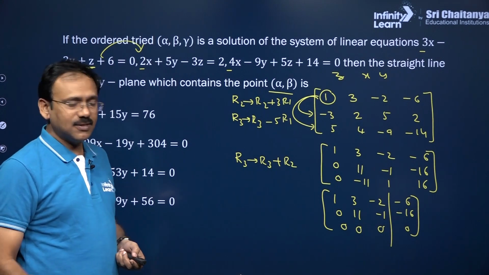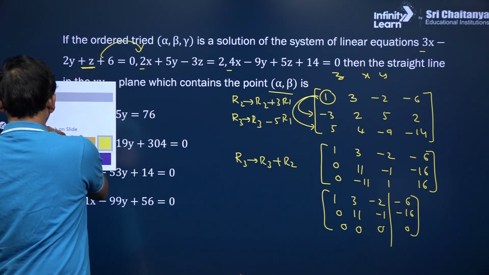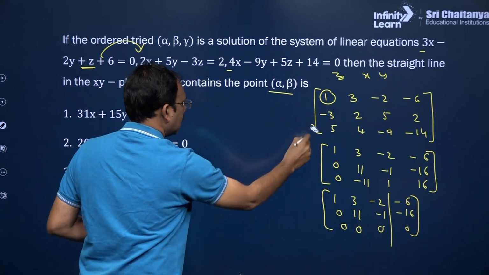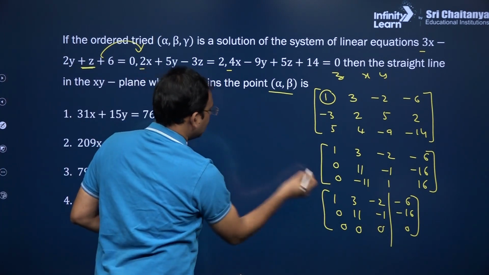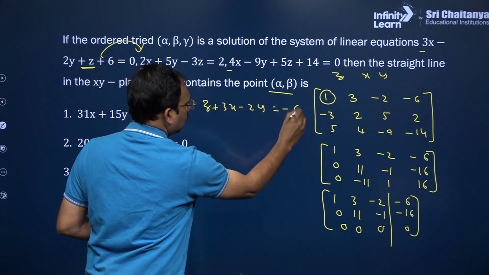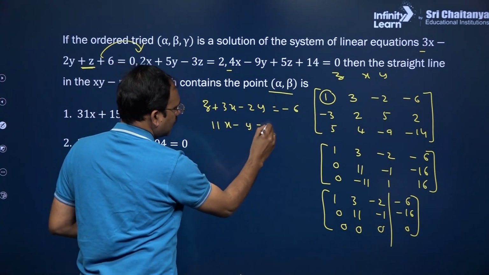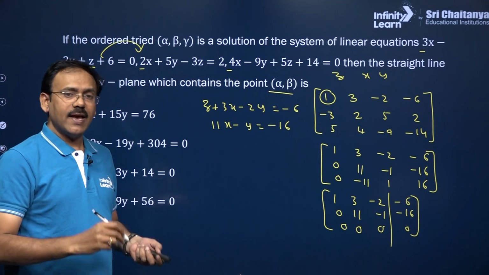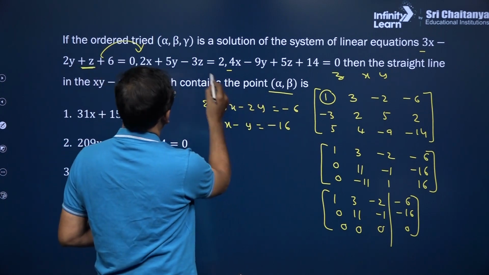But still, how to handle, friends? That means, my dear friends, you can also take those infinitely many solutions in this way. In this stage you can write the reduced equations. This is z variable, you just remember: z plus 3x minus 2y is equal to minus 6. The second equation becomes 11x minus y is equal to minus 16. From this I need to find infinitely many solutions, meaning x and y and z can be represented in some other parameter. Suppose the solution is alpha, beta, gamma.